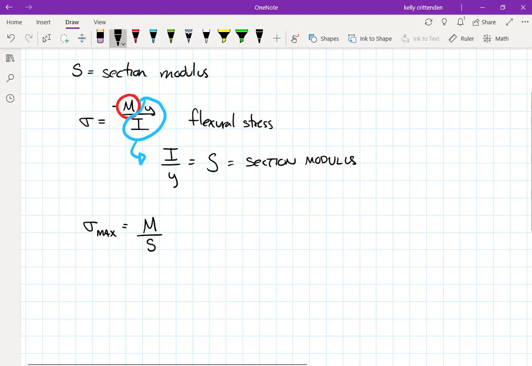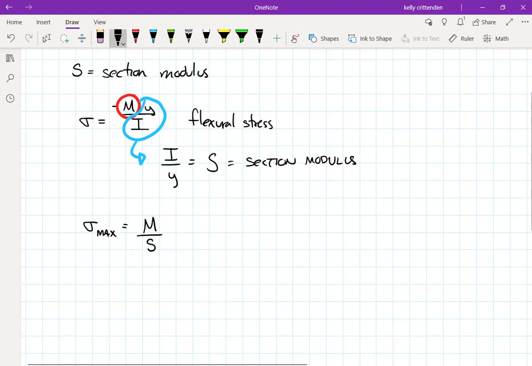S. And a lot of times you drop that negative sign because you don't necessarily know if it's the top or bottom of the beam. It's just the maximum magnitude of stress. So a lot of times in this equation, you don't have the negative sign because you have to figure out was this tension or compression based on other things. You can actually use this equation.